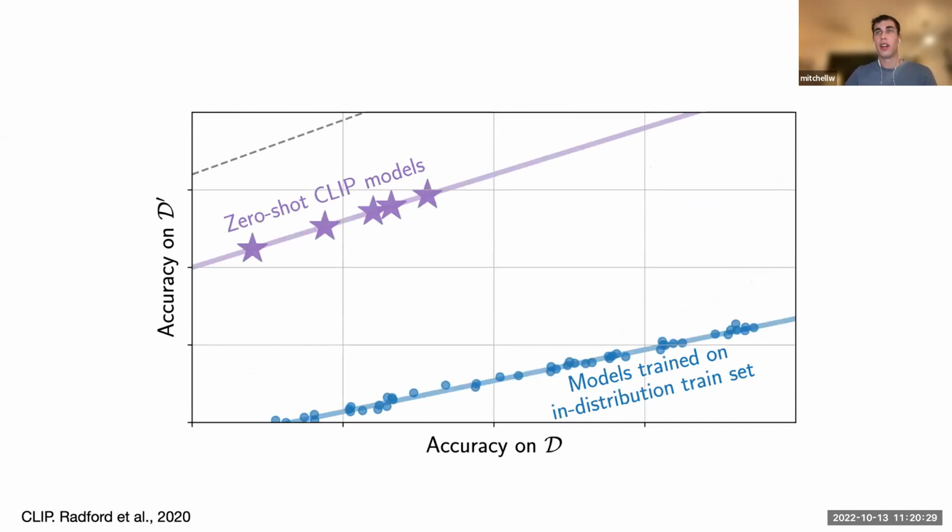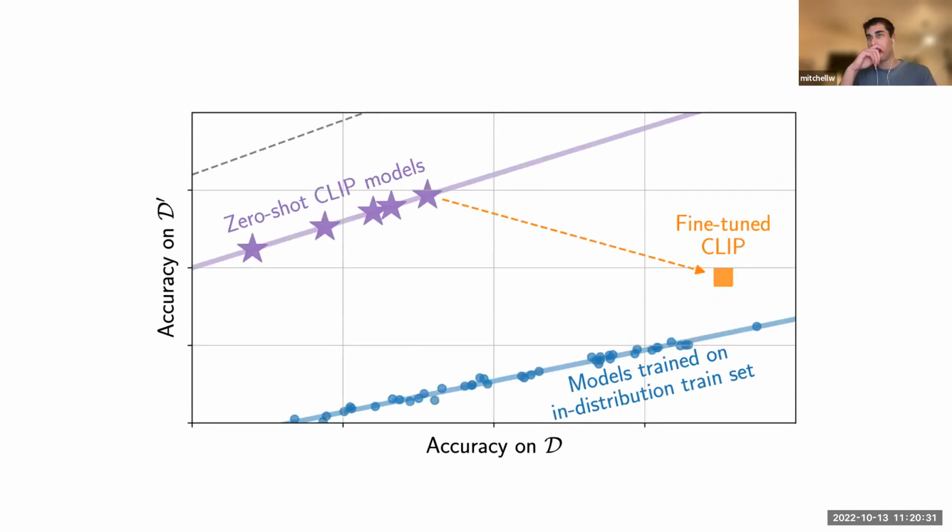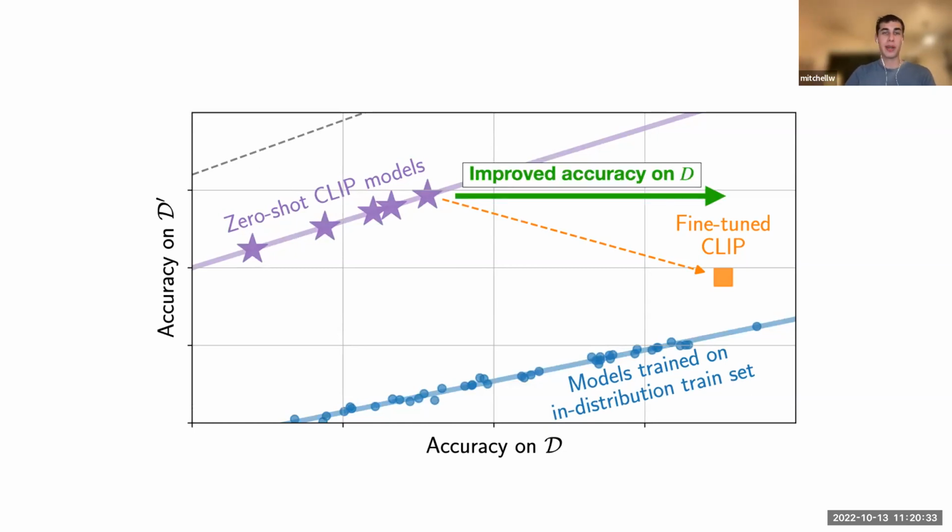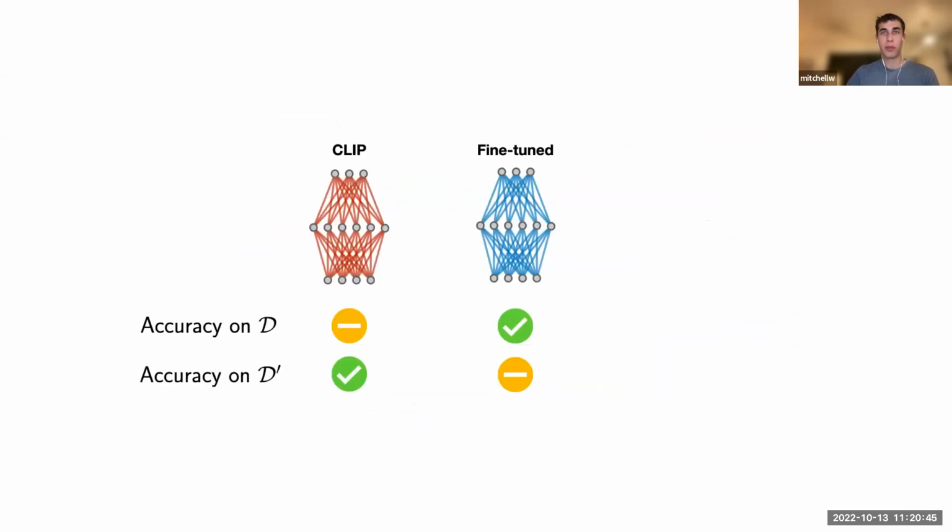So let's zoom in on this region and look at what happens when we fine-tune CLIP. We see that when we fine-tune CLIP, despite improved accuracy on D, the robustness is decreasing. So basically, we have two different models at this point. We have CLIP, which has lower accuracy on D, but good accuracy on D prime. Whereas this fine-tuned CLIP model is going to get good accuracy on D, but bad accuracy out of distribution on D prime. And we really want to get the best of both worlds.